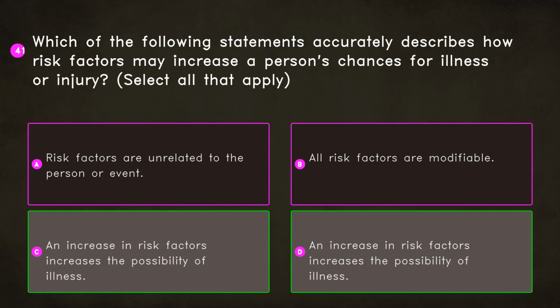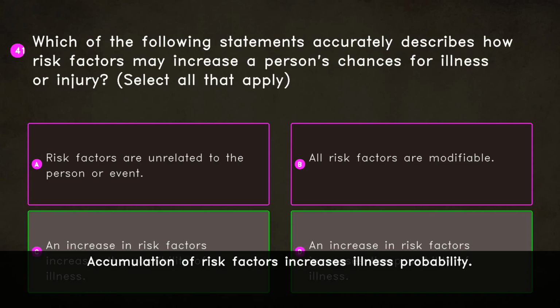The correct answer is an increase in risk factors increases the possibility of illness. Accumulation of risk factors increases illness probability.